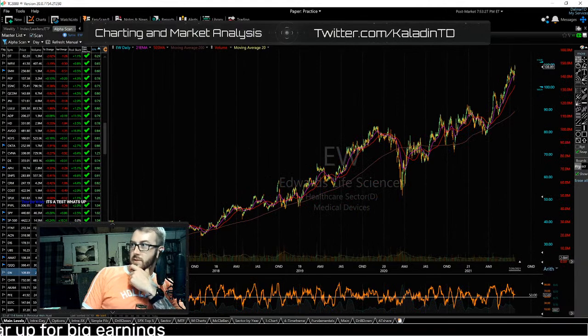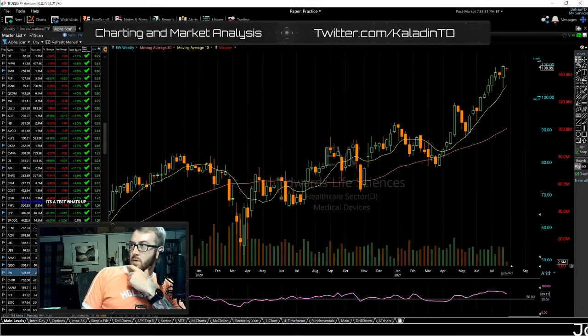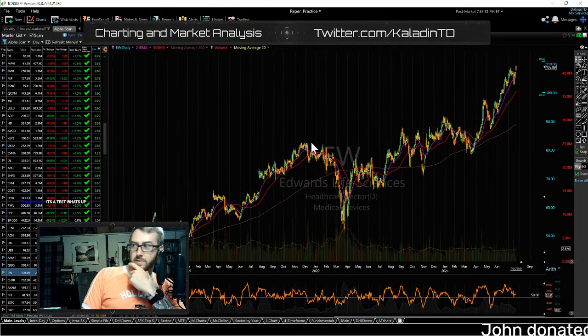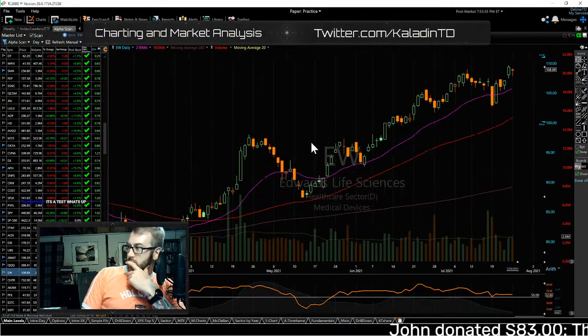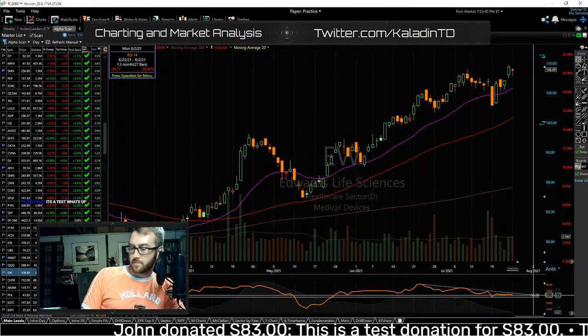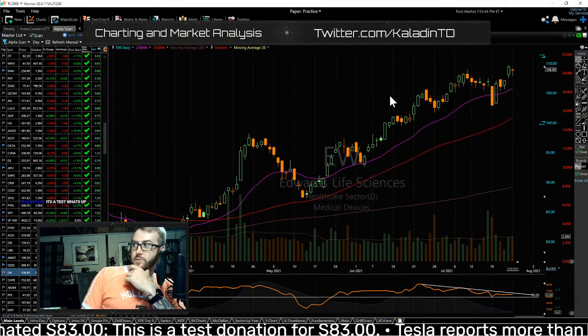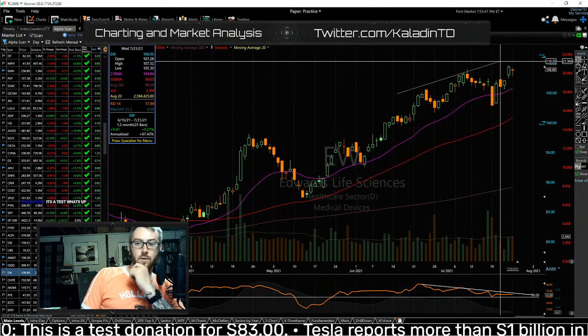This looks interesting. Got an inside bar at all-time highs. I don't like this though. I don't like an RSI downtrend while price is making new all-time highs.